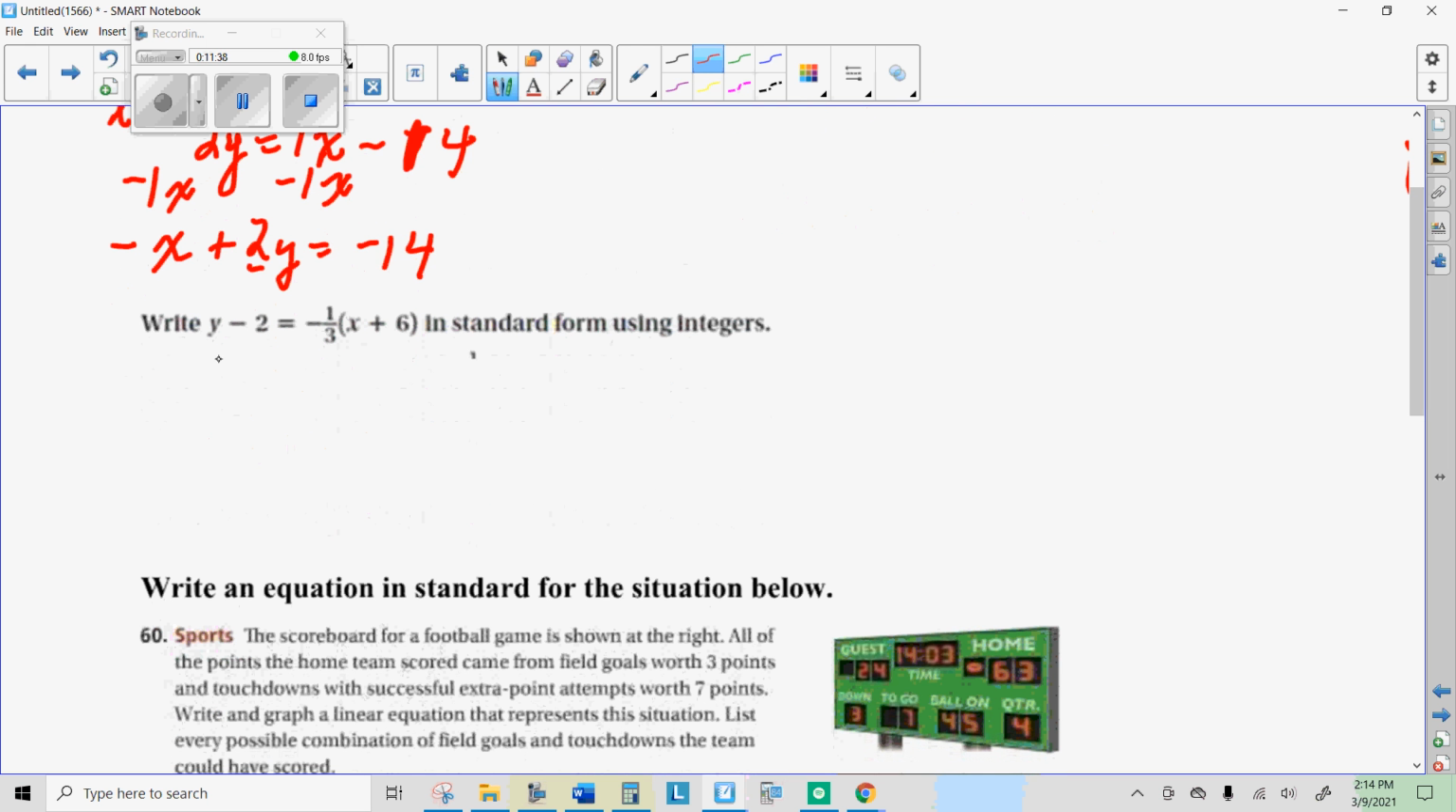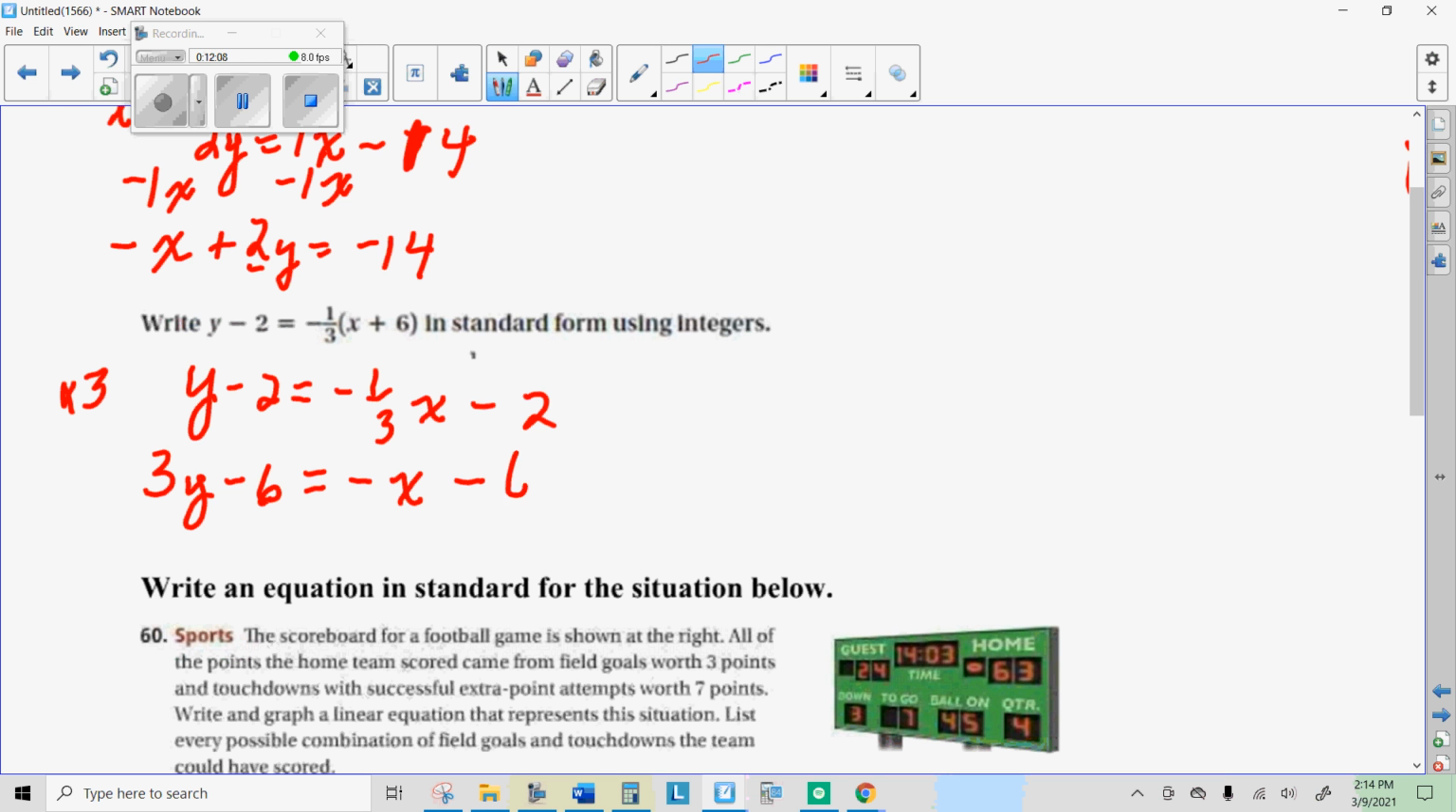To do this next one, we're going to multiply out the -1/3 x first, using the distributive property. -1/3 times 6 is -2. Now I'm going to multiply everything by 3. That'll get rid of that 1/3. So I got 3y minus 6 equals -1x. I'm not going to put the 1 there.